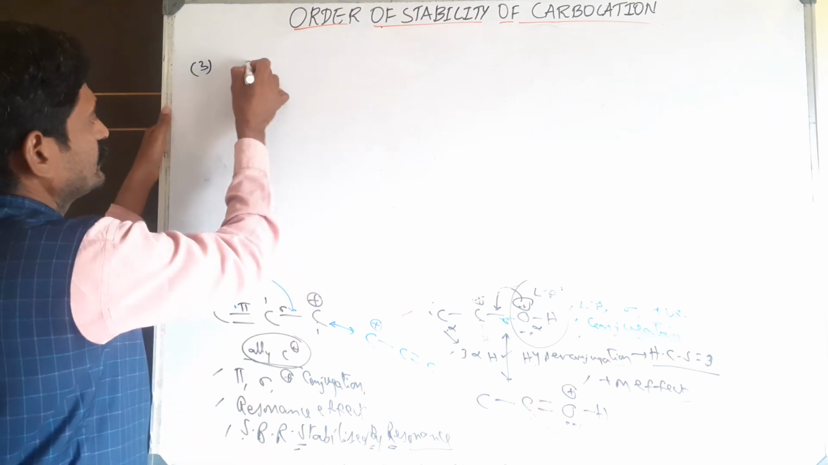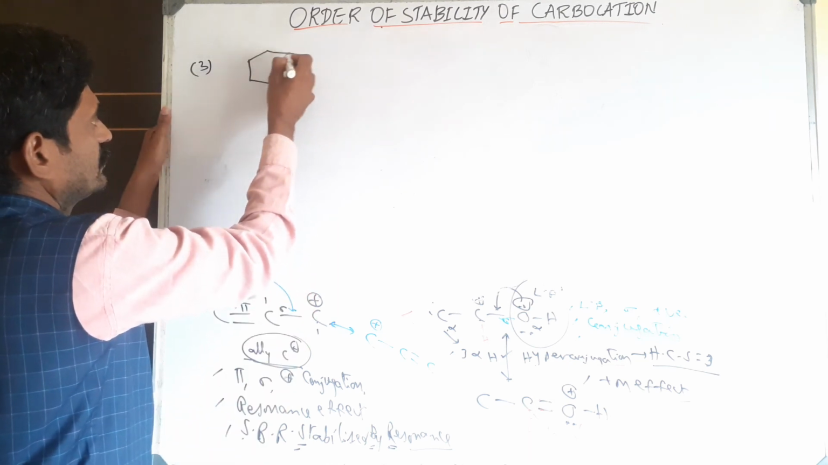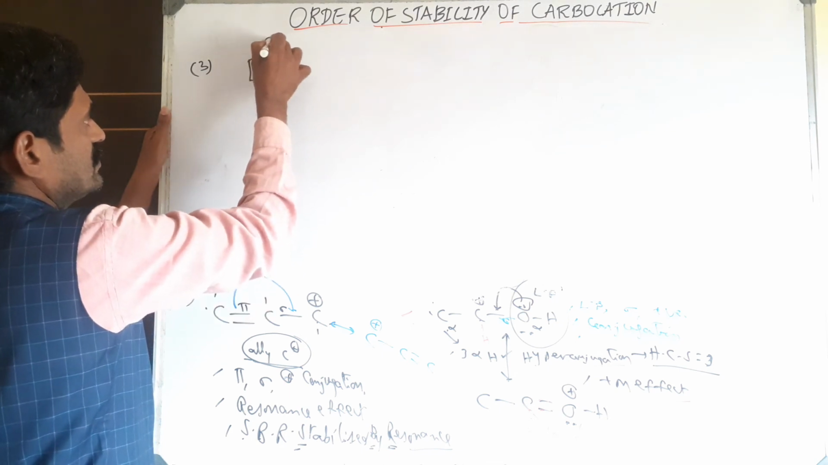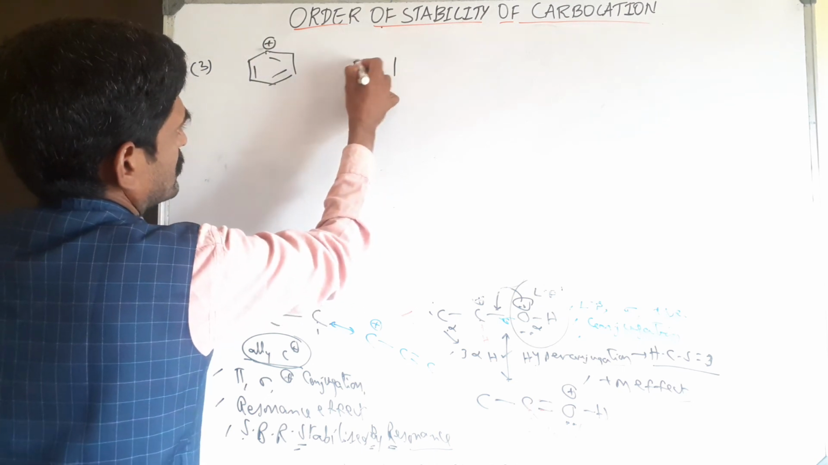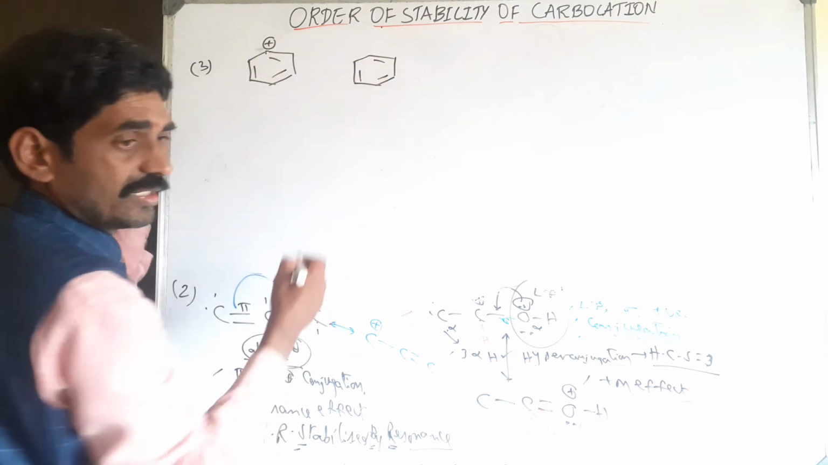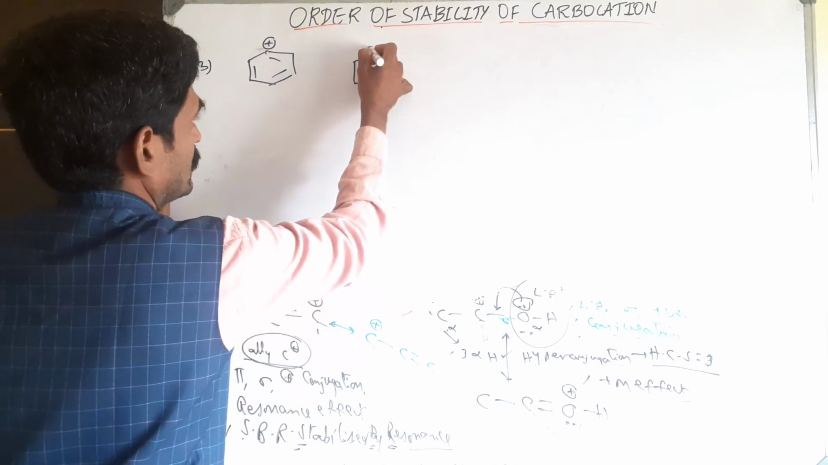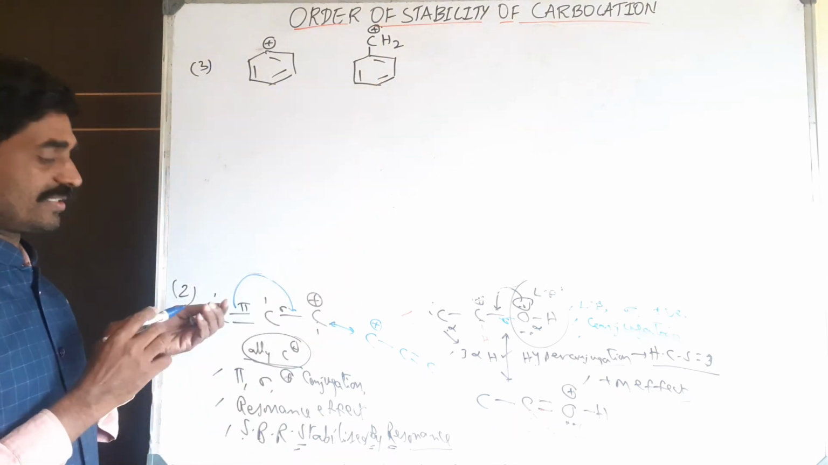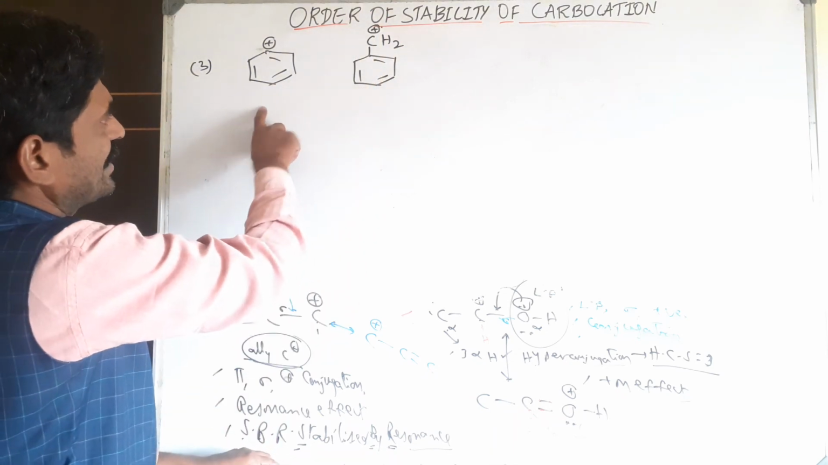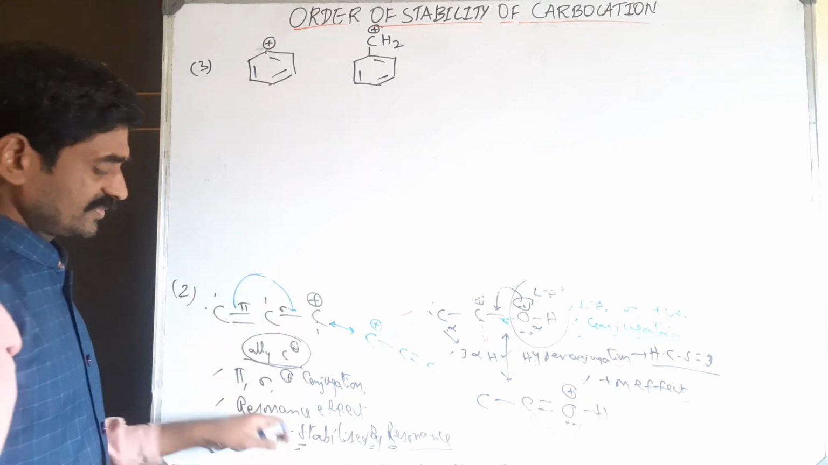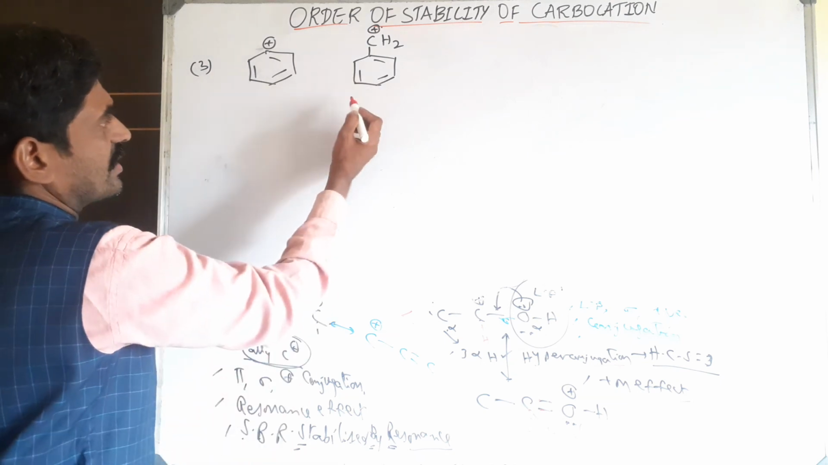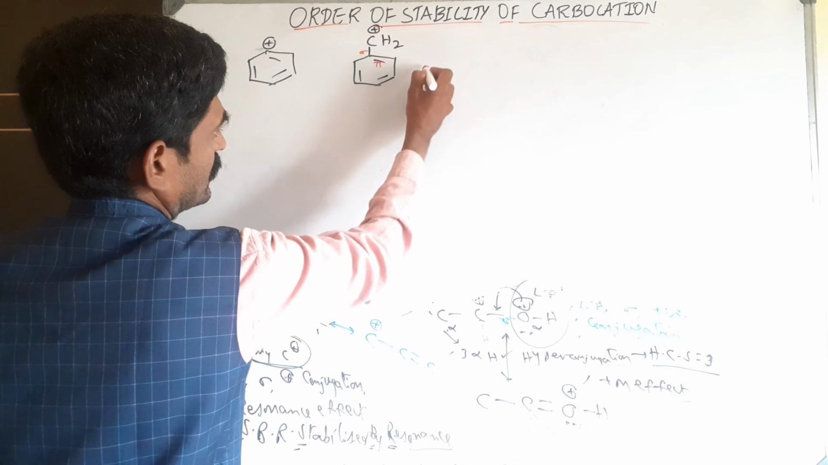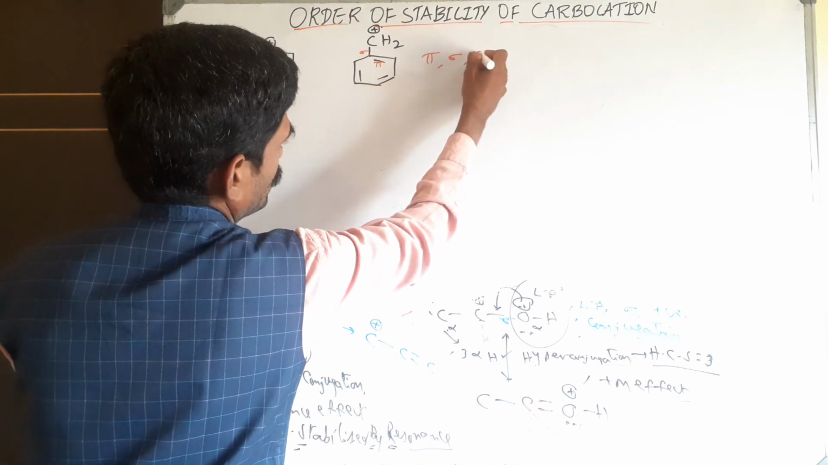Like here, a phenyl cation and then a benzyl carbocation. Now, phenyl carbocation and benzyl carbocation: which is more stable? In the case of benzyl carbocation, there is a pi bond, a sigma bond and a positive charge. So here a pi bond, a sigma bond and a positive charge are present.